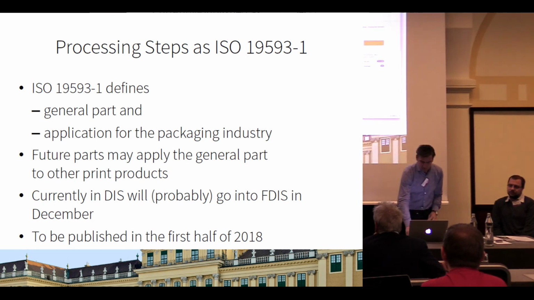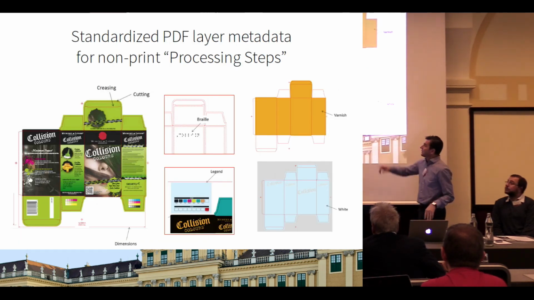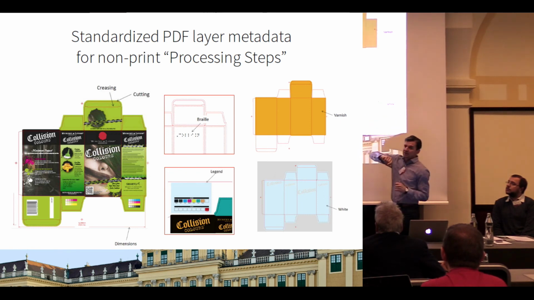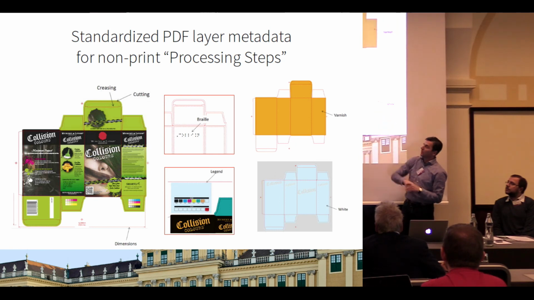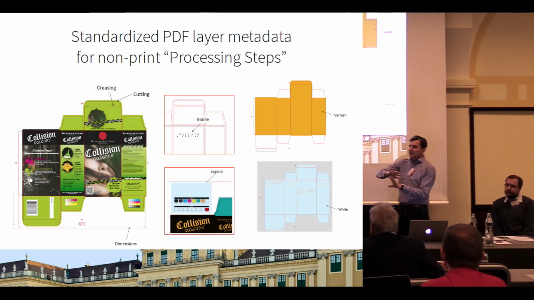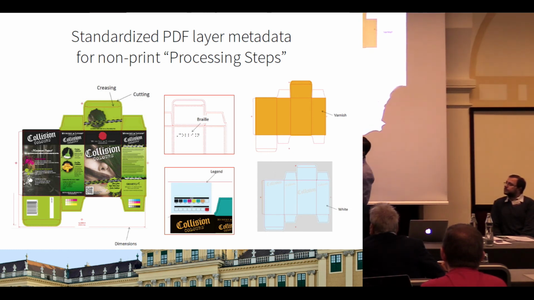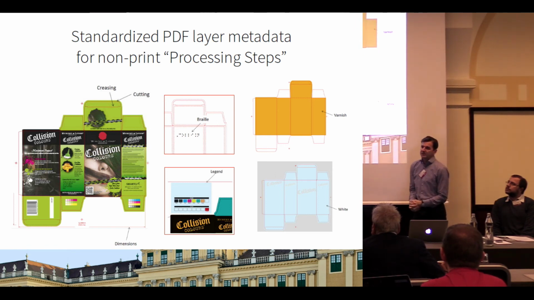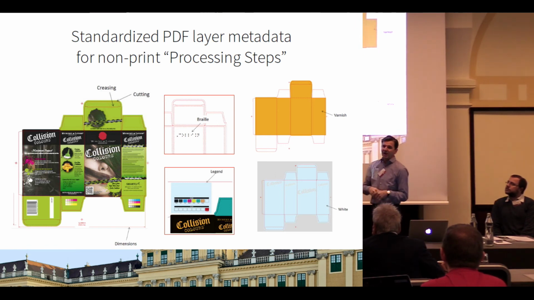So for instance, let's go one step back here. All this information like the jet legend or the cut line or the white form, all this has to be put on a layer. So each one is on a different layer, and so that is done today in packaging. But there are no standard names for these layers. So there is no standard that says the white form needs to be on a layer that has the name white. And also that wouldn't work very well because in Germany we use weiß instead of white.